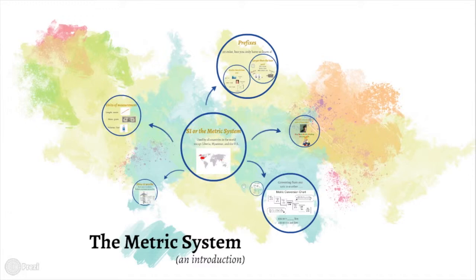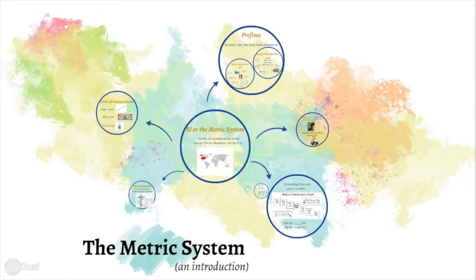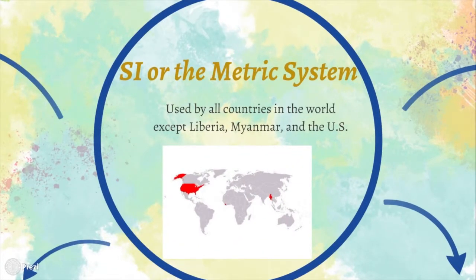Talk about the metric system. In science, we call the metric system SI measurement. This comes from the French phrase Système International, or international system. This system is used in every country in the world except Liberia, Myanmar, and the United States. And here they are in red.